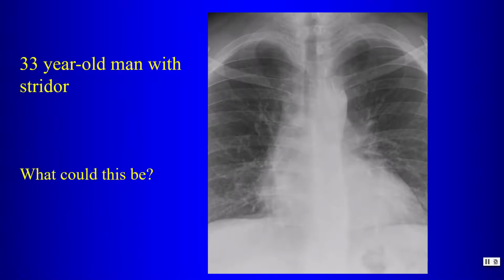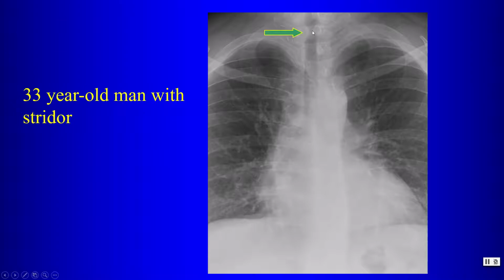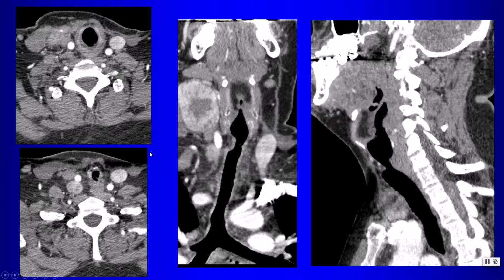So here we have a 33-year-old man with stridor. We look very carefully here at the airway, at the trachea. We notice there are some clips here on the right side of the neck, so this patient has had some surgery. But you'd also notice this irregularity here in the tracheal air column. This is a patient with tracheal stenosis. So this patient developed stridor because of tracheal stenosis, easily demonstrated here on CT. You can see the irregular thickening of the trachea, the irregular thickening of the wall, and the stenosis.